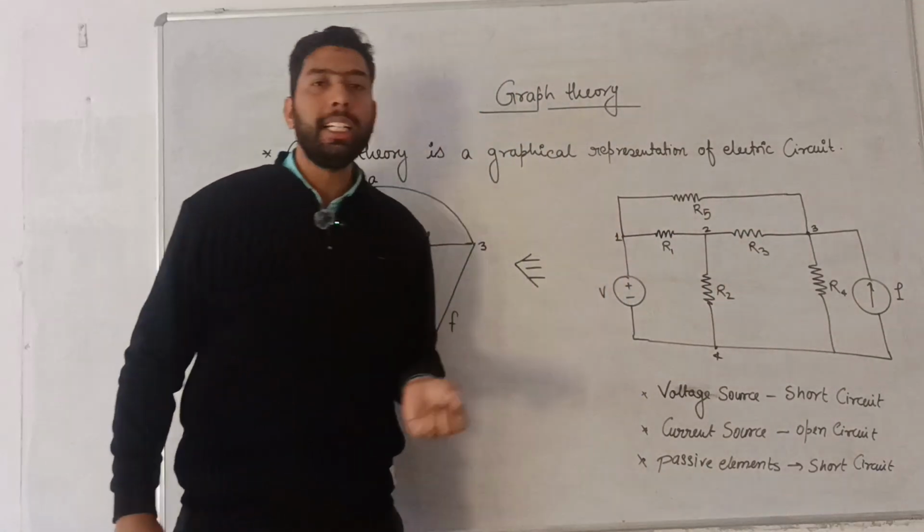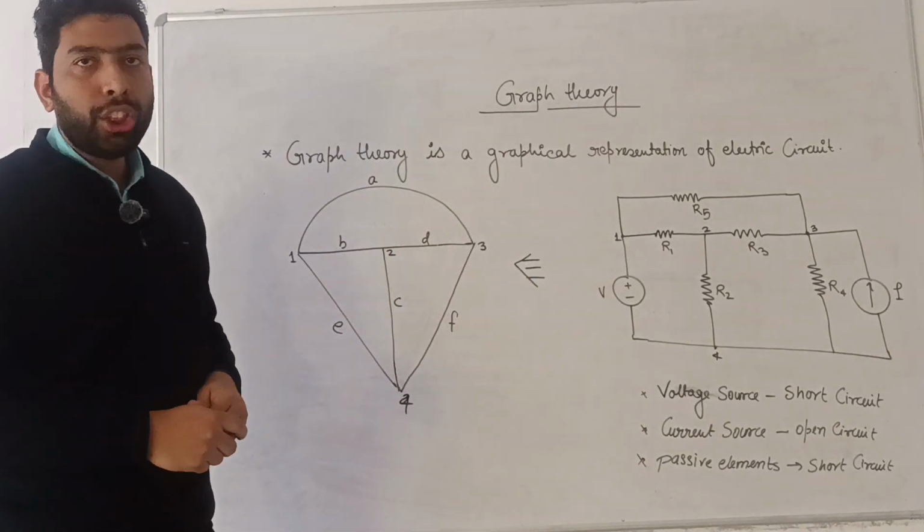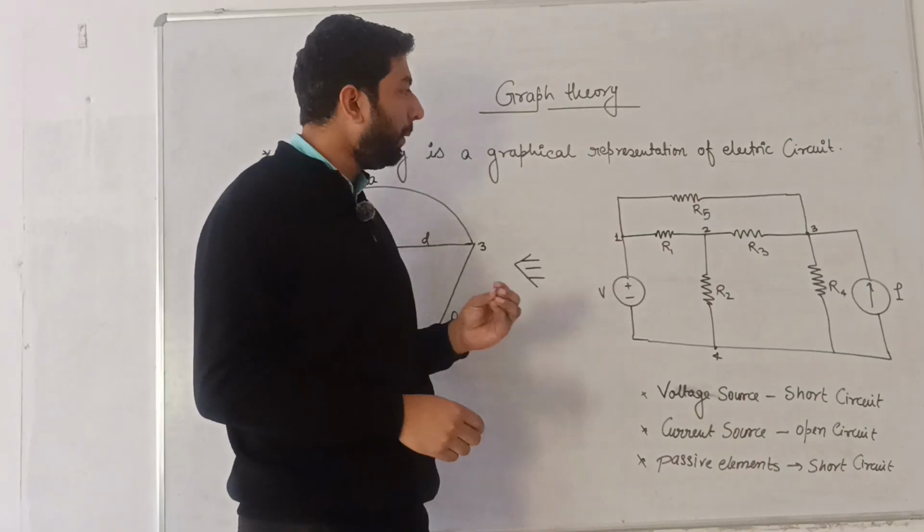These are selected as nodes. A node means a point at which more than two branches meet.